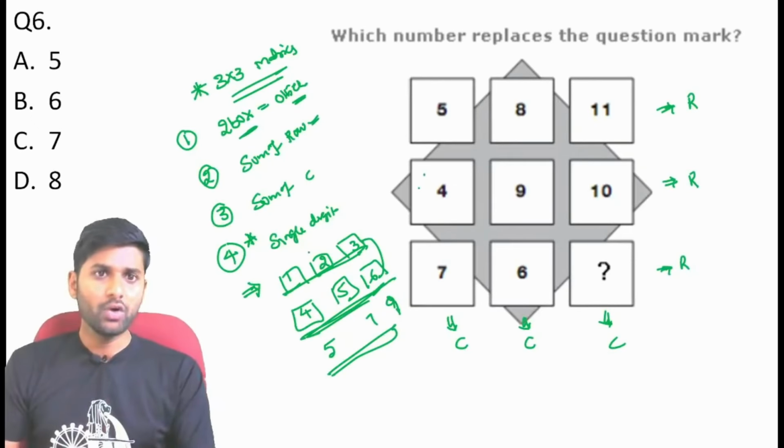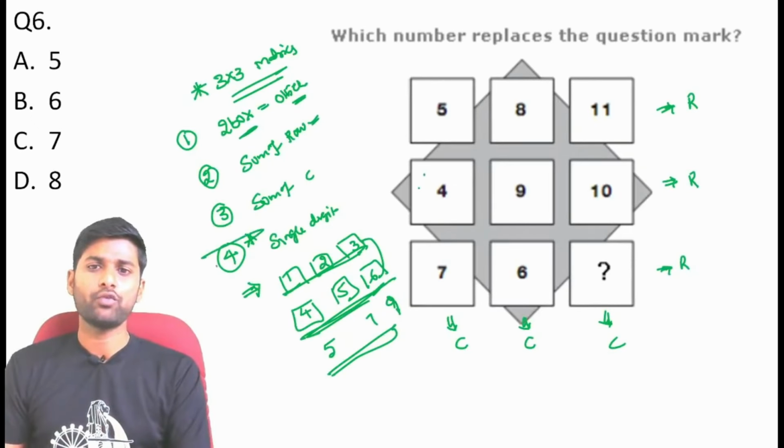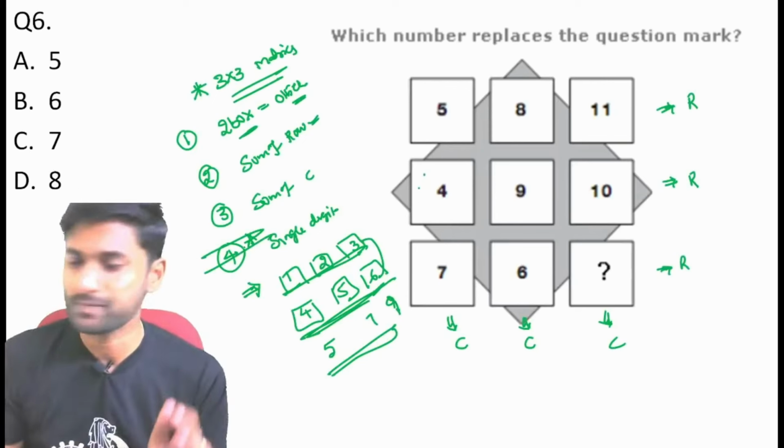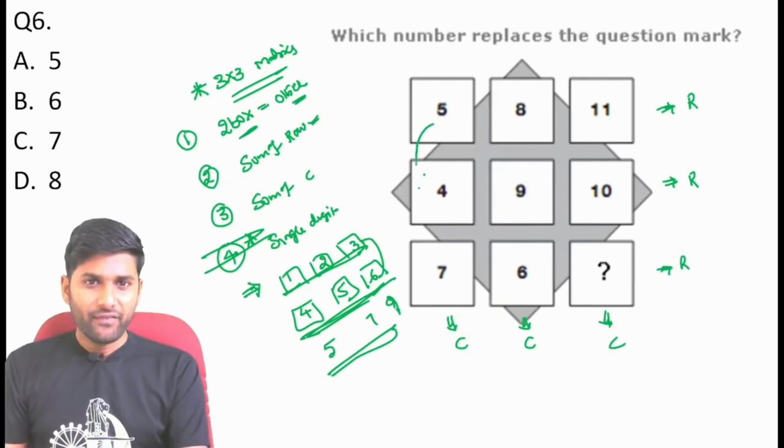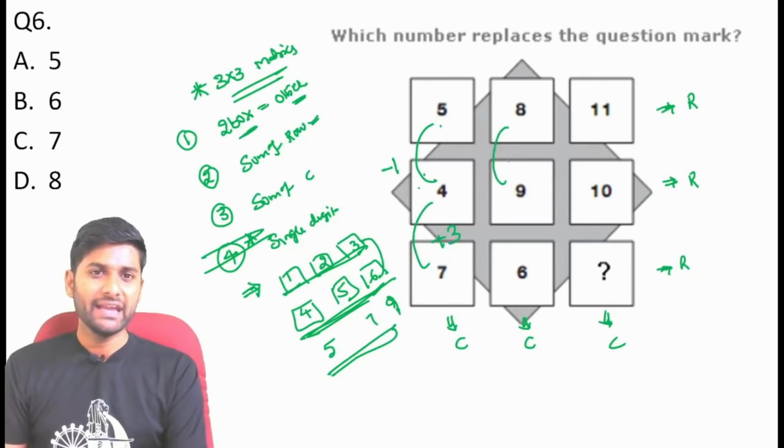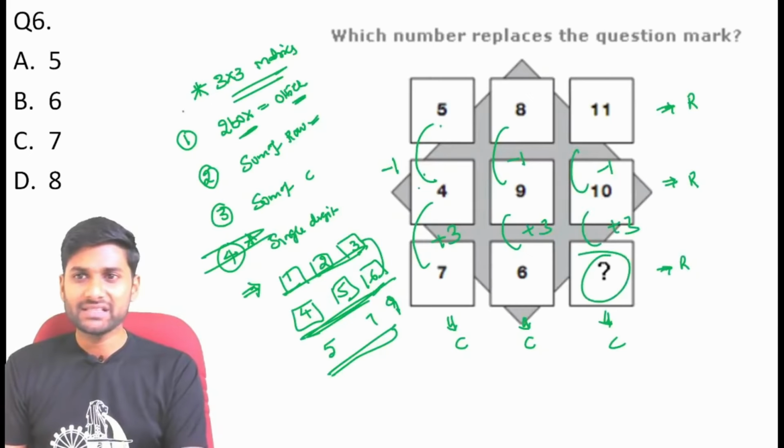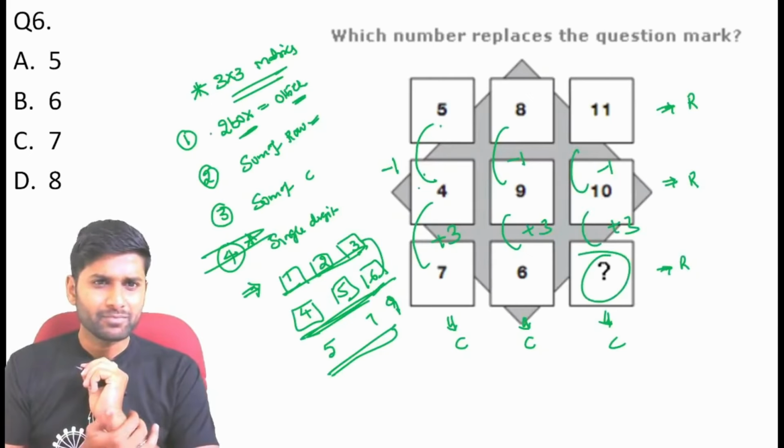Remember, guys, if it is a two-digit number, don't go with the fourth procedure. Then go with the other approach. Now see, guys, 5 minus 1 is equal to 4. 4 plus 3 is equal to 7. Again, 8 minus 1, 9 plus 3. 11 minus 1, 10 plus 3. So, the answer: 10 plus 3, the resultant becomes 13.